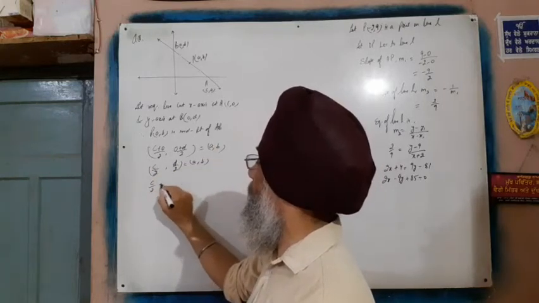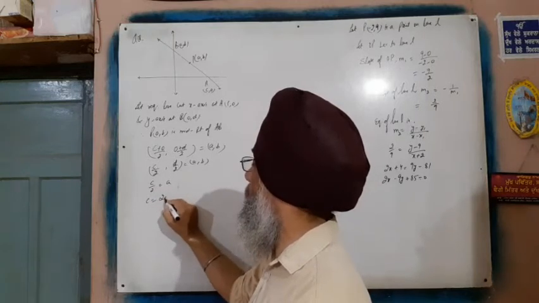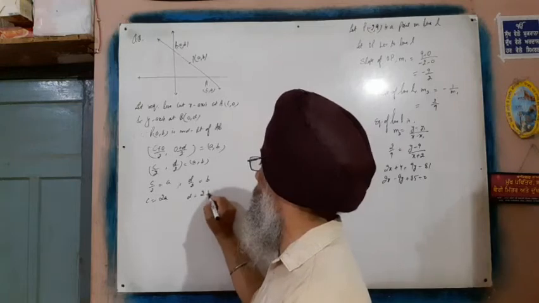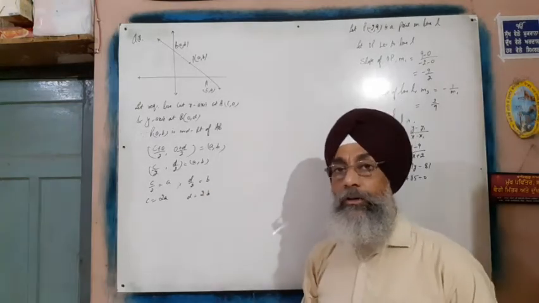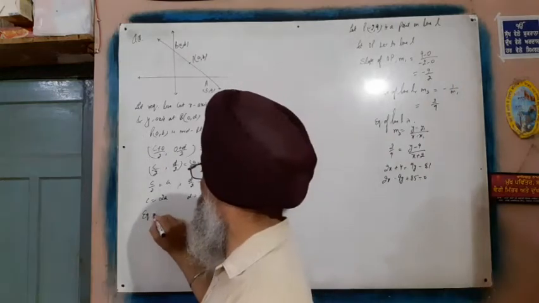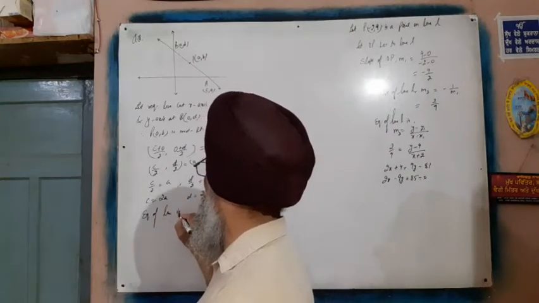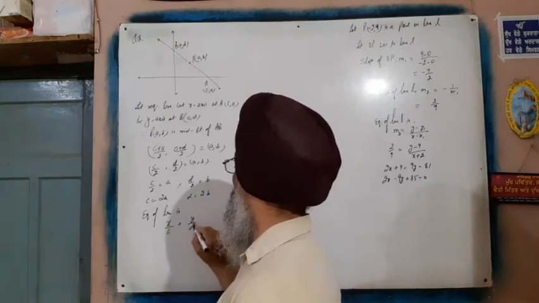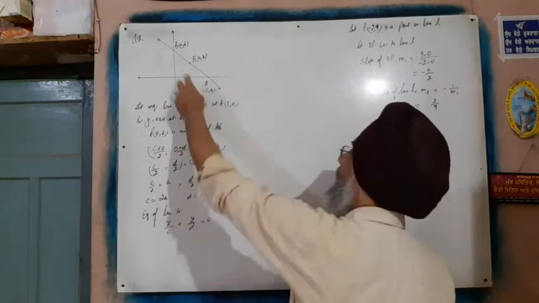So C upon 2 is equal to A, so C is twice of A. D upon 2 is equal to B, so D is twice of B. By using the intercept formula of the line, the equation of the line is x upon C plus y upon D equals 1. Now the x intercept is C, and the y intercept is D.